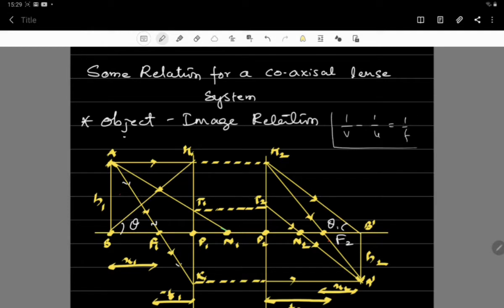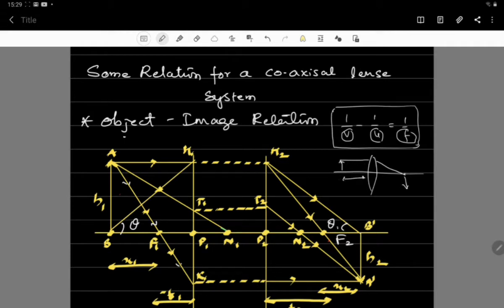This equation gives the relation between the object, image and the focal length. In all three, whatever the relation is, we can find it by using this relation, and that relation is for a thin single lens on which light is incident, and then whatever image is formed by the emergent ray.